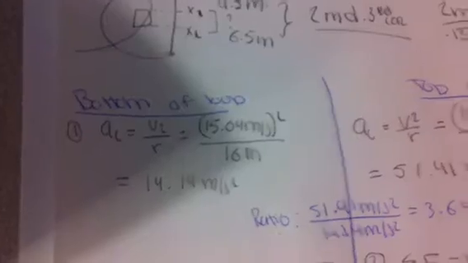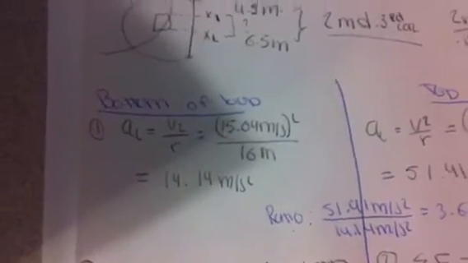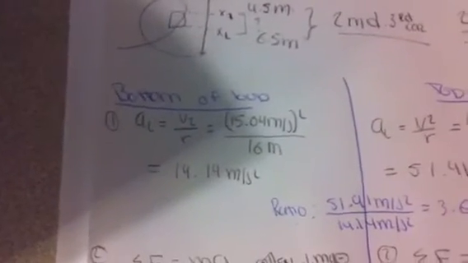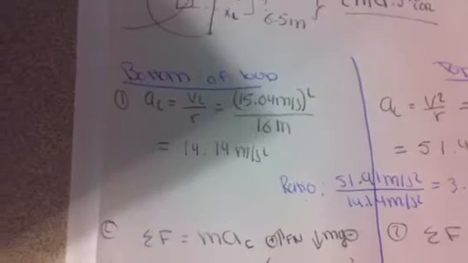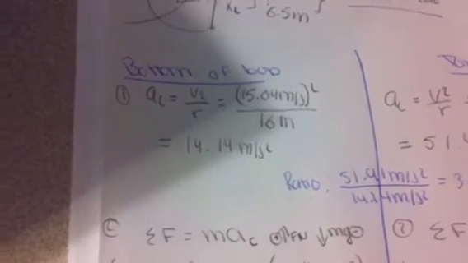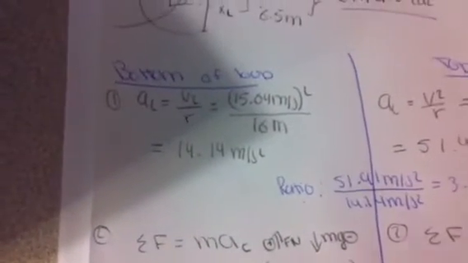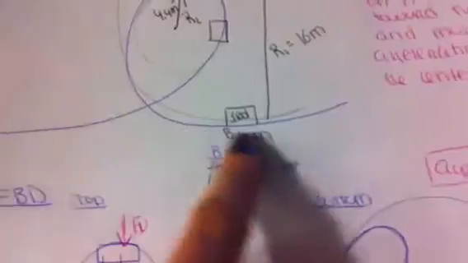Now we can plug that in. The first step I did for both the top and the bottom was solve for centripetal acceleration. Now that we have our velocity, we just square it and put it over the radius. For the bottom loop, it's this big loop here.